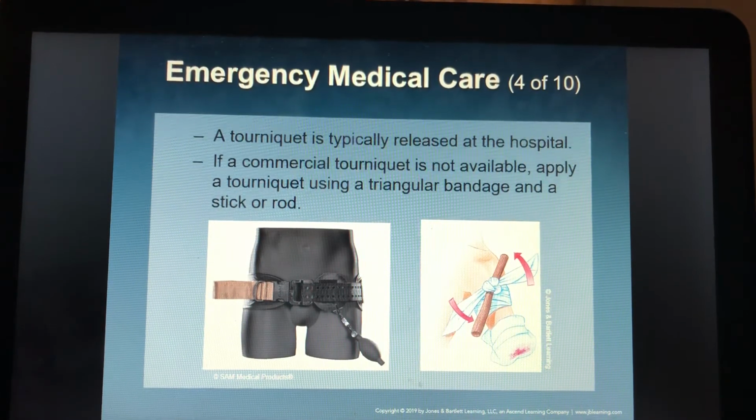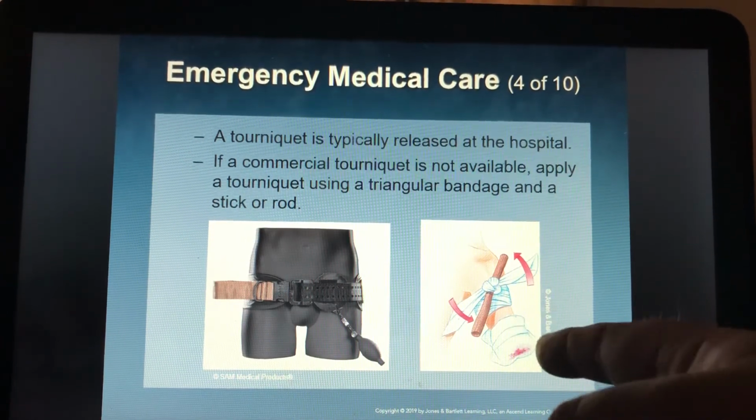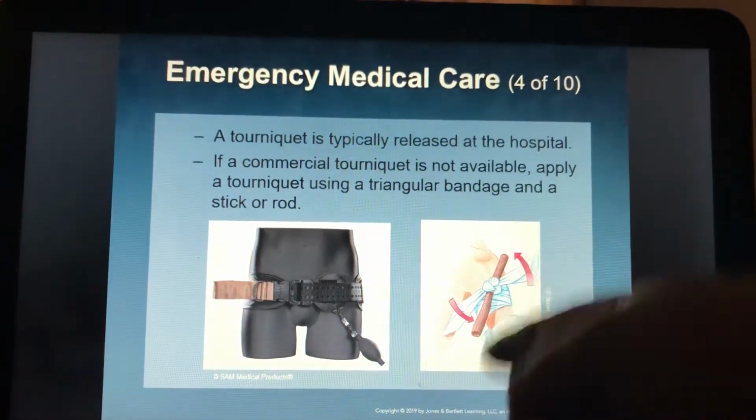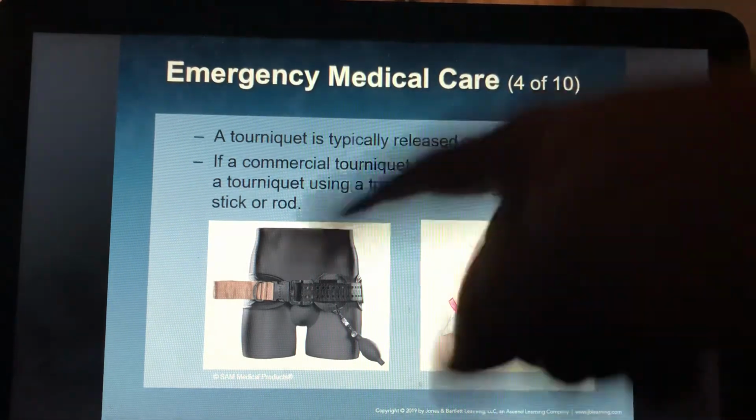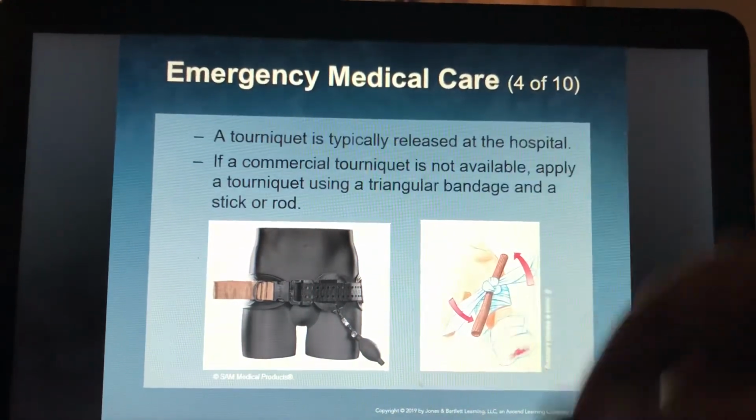You can make a makeshift tourniquet. You can take your bandage and your gauze and stuff like that, and then find a stick or some sort of straight item that's a levering item. Take it, spin it, and then secure it in place with a bunch of tape and a bulky dressing.